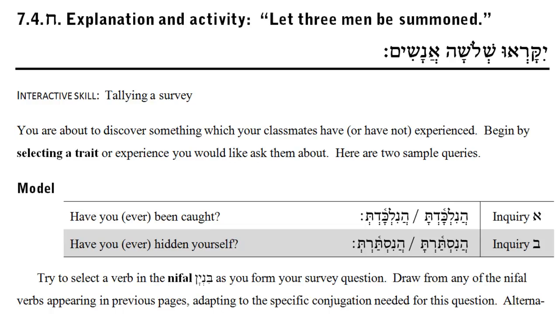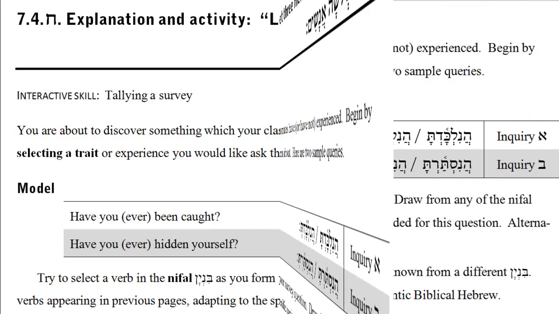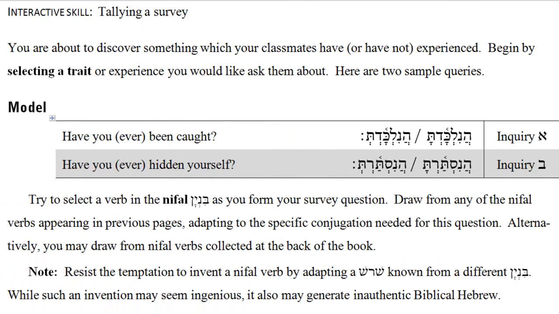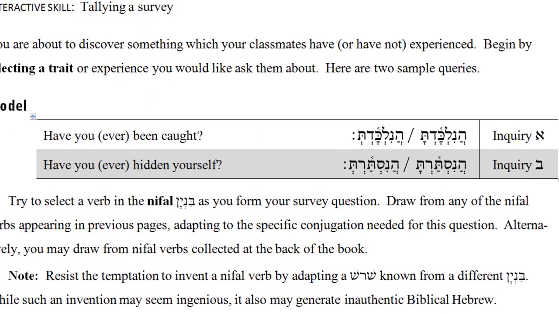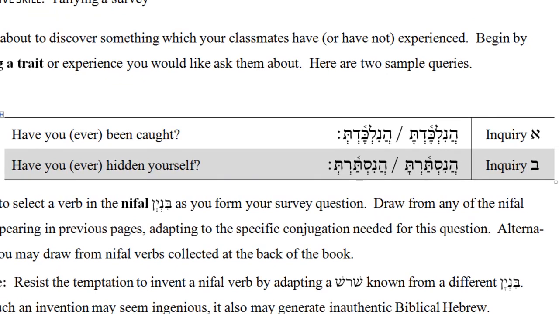Through this segment, you'll learn how to present and tally a survey. Is there a question that you'd like to pose to a group of your classmates? Here are some examples. Inquiry Aleph.